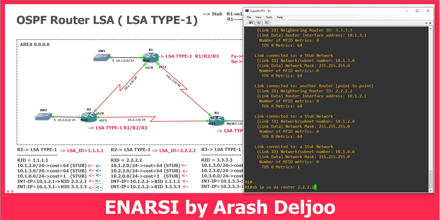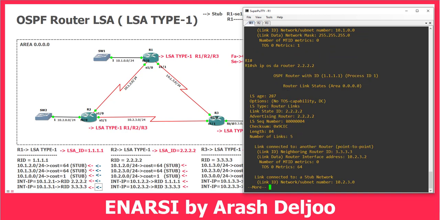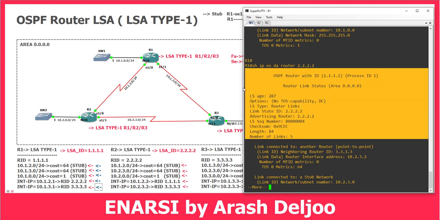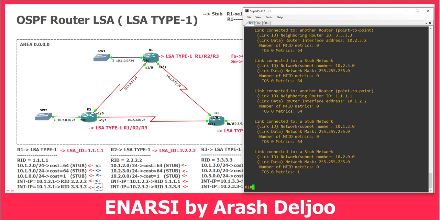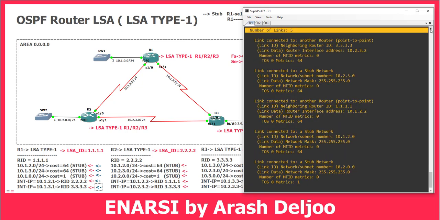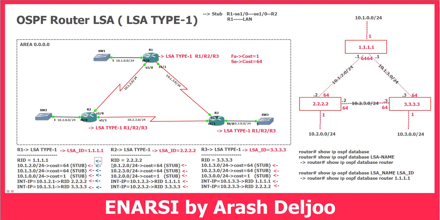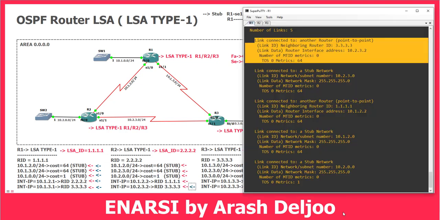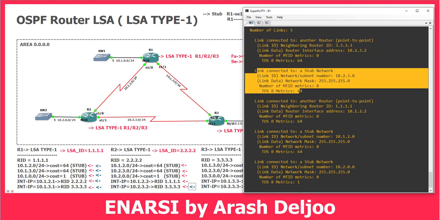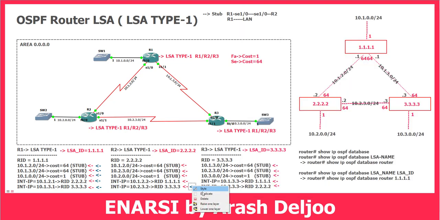Show IP OSPF database router 2.2.2.2. Again, here we have initial information. This is the LSA header, but here we have the detail of the LSA. As you can see at the first line, I have connected with 10.2.3.2 to 3.3.3.3. This is the LSA of router 2, 10.2.3.2 to 3.3.3.3. After that, I have connected to the 10.2.30.0/24 stub network with the cost of 64. And here you can see this information.